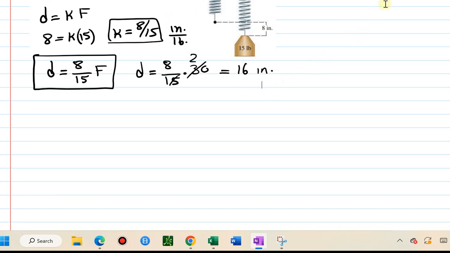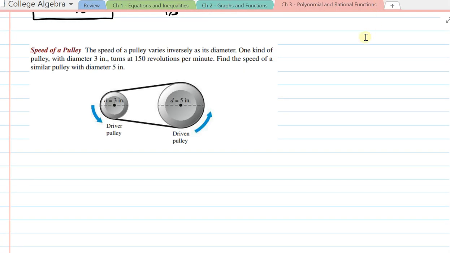Let's take a look at another example. All right, here's another example. In this one, the speed of a pulley varies inversely as its diameter. One kind of pulley with diameter 3 inches turns at 150 revolutions per minute. That's the RPM, the familiar RPM.